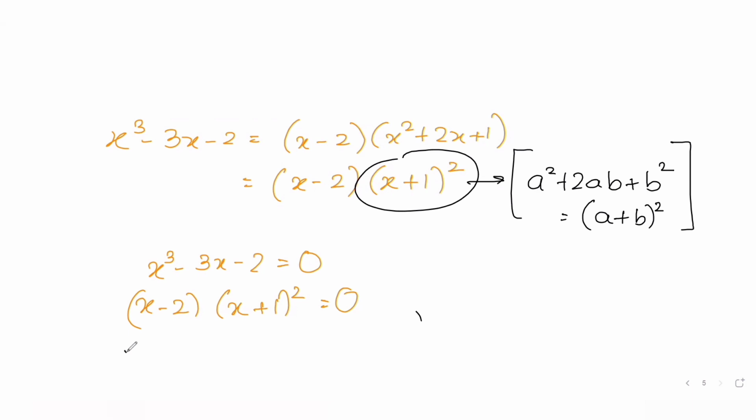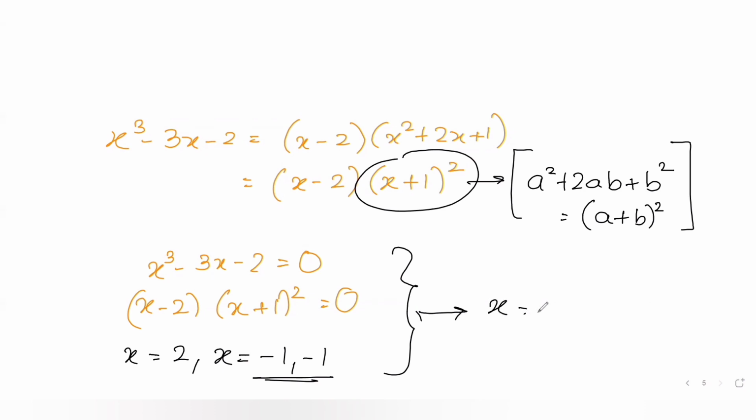Now if I equate it with 0, I get the values of x. One is 2. Here I get x plus 1 the whole square. So I get two values of x from this, that is minus 1 and minus 1. Because I get x plus 1 into x plus 1 is equal to 0. So x becomes minus 1 and minus 1. With that, we get three values of x, that is 2, minus 1, minus 1. So I get the understanding.